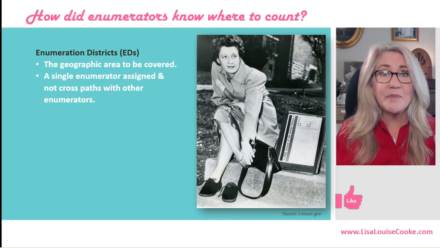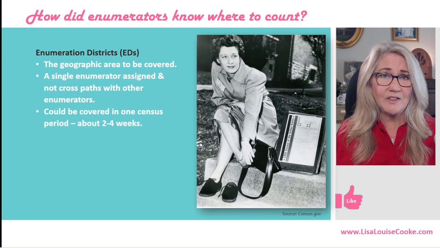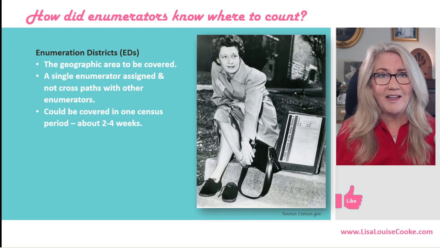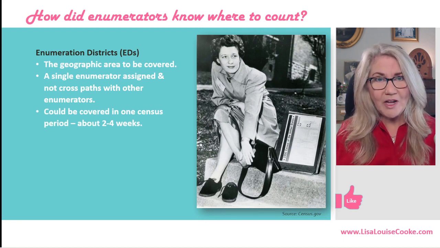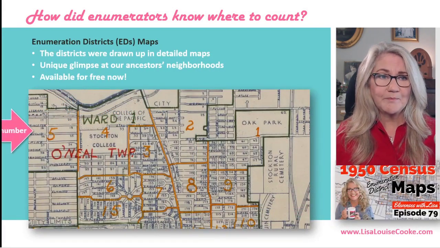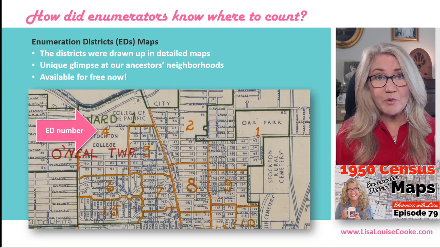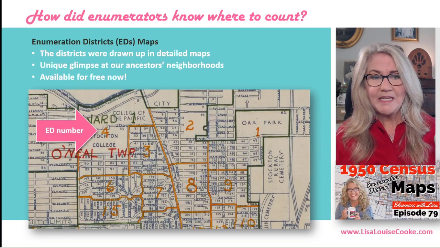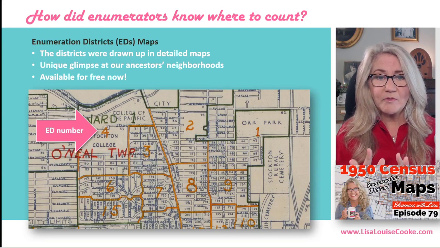So a ton of planning with these really detailed ED maps to make sure that it was a doable project and that everybody got covered. And they had to be covering this area in about 2 to 4 weeks' time. Of course, it started about April 1st of 1950. So this is what an ED map looks like, and they were drawn on really detailed maps.